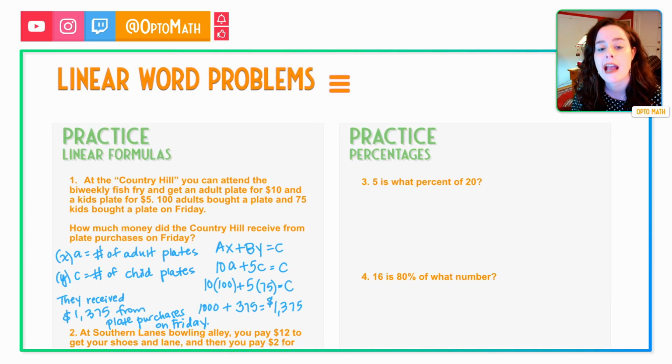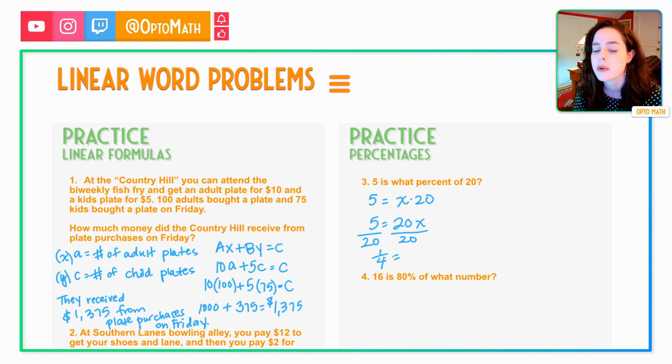Let's take a look at our percentages questions. Number 3 says, 5 is what percent of 20? So we can write that like this. 5 equals what percent, aka some sort of variable, times 20. So to make that look a little bit better, we'll put 20 as a coefficient, so we'll say 20x. So let's solve this for x. We'll divide both sides by 20. And we get 1/4 equals x.